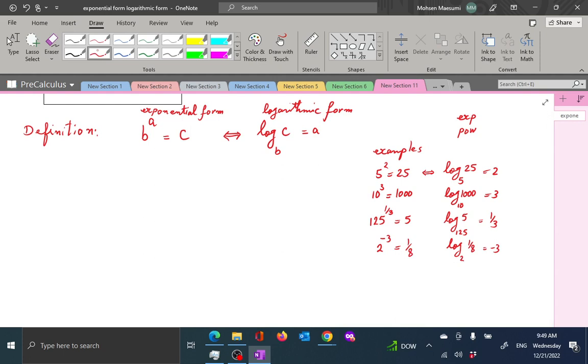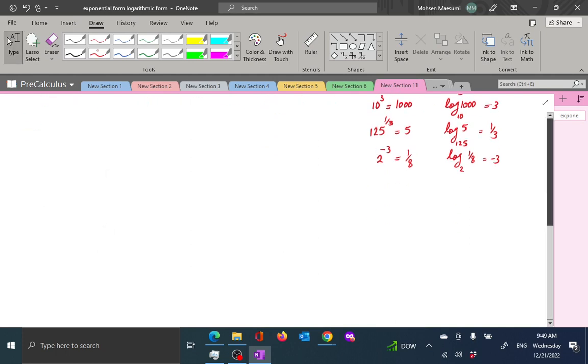Okay, so that must be enough examples to explain what we mean by these two forms. Sometimes a problem says convert to exponential form, sometimes they say convert to logarithmic form. That's what is meant by it. Next, main properties.